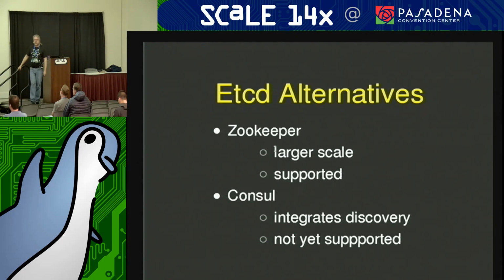People familiar with Zookeeper, which tends to be a little bit larger scale, the big Java-based thing, there is support for this in Patroni. You can run Patroni using Zookeeper. Consul by HashiCorp is the other one, and that actually has this nice thing of integrating discovery services as well. There is not currently support for that in Patroni. We don't have the module for that.